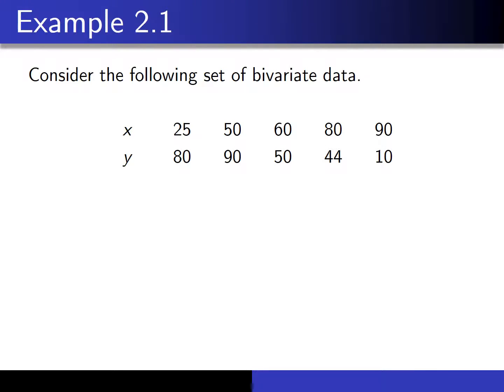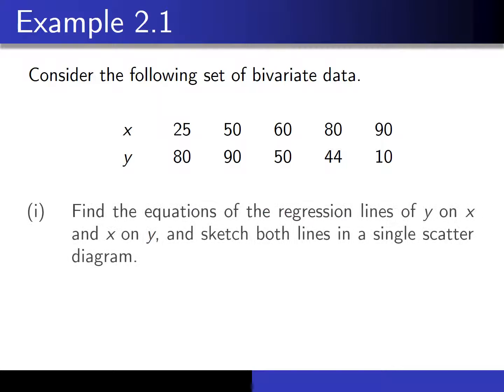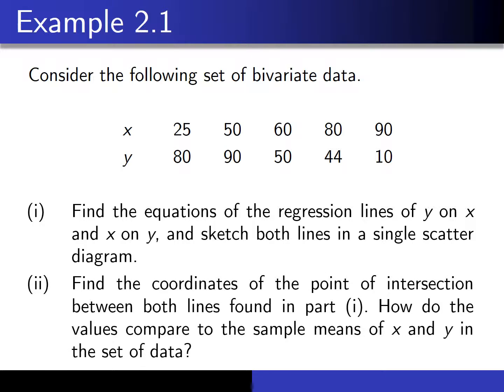Consider the set of bivariate data as shown. Part 1. Find the equations of the regression lines of y on x and x on y, and sketch both lines in a single scatter diagram. Part 2. Find the coordinates of the point of intersection between both lines found in Part 1. How do the values compare to the sample means of x and y in the set of data?